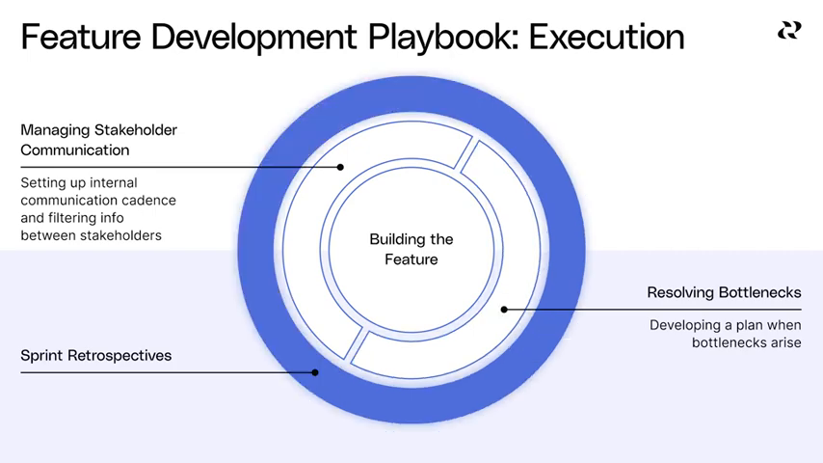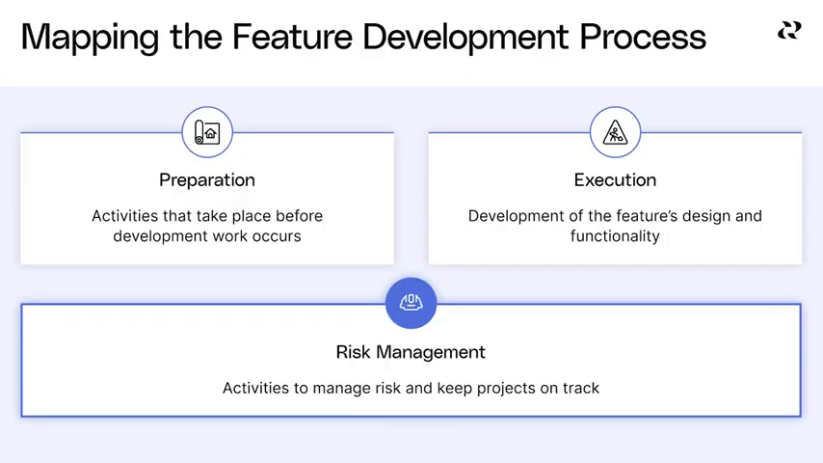Next is running the sprint retrospective to identify and incorporate process learnings. At their best, retrospectives enable you to rapidly improve your ways of working as you develop the feature. They also enable you to address operational issues before they grow into massive challenges that derail your project. The third body of work is risk management, which encompasses all of the activities to manage risk and keep projects on track. It's an ongoing body of work that requires attention throughout the development cycle.